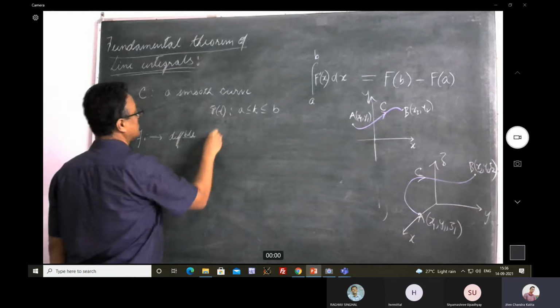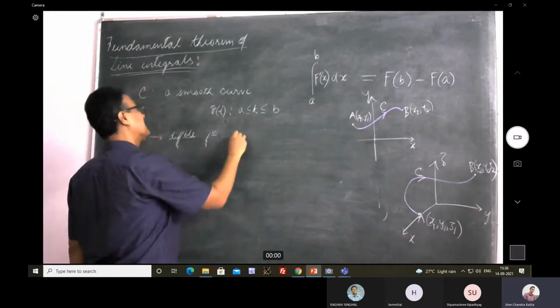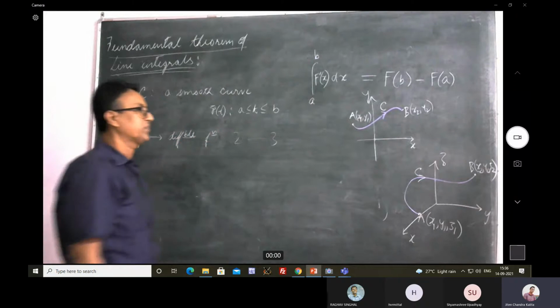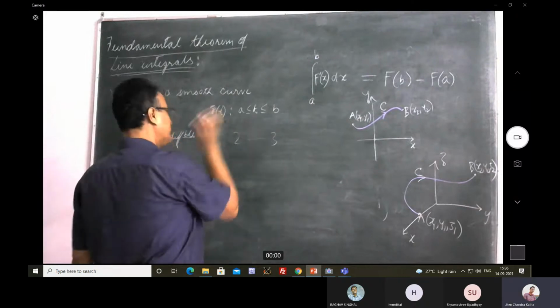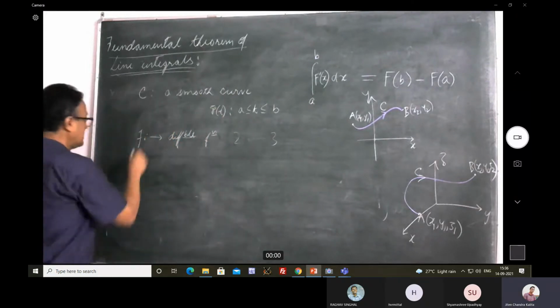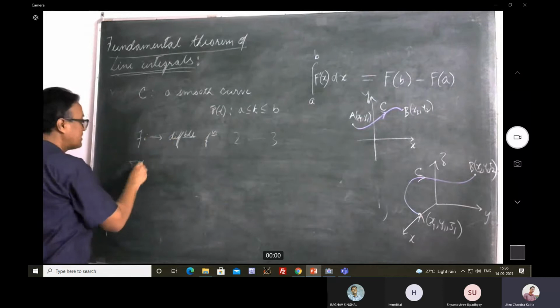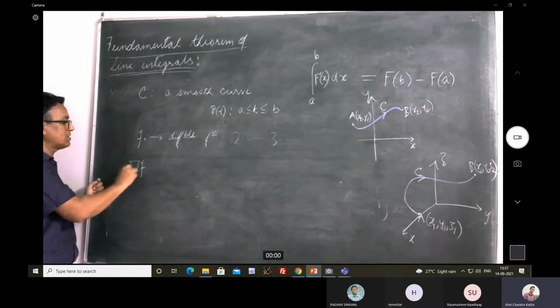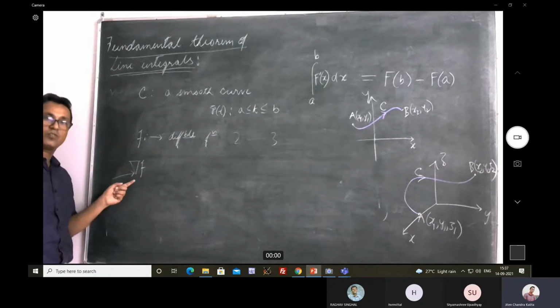So now let f be a differentiable function, either in two or three variables, with the fact that its gradient vector, grad f. Remember, I have now written this in the concept of gradient vector. So you know that the gradient vector is going to define a vector field.